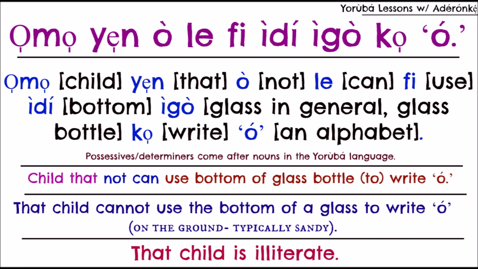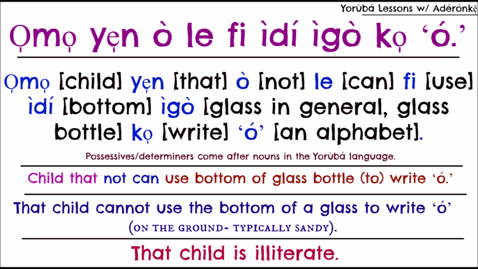Ọmọ is child, yẹn is that. Remember that I stated in the previous example that ìyẹn is also that, but whenever that is appearing with a noun, to sort of serve as a determiner, especially this, that, in this case, it changes. It stops being ìyẹn, it becomes yẹn. So it changes when it becomes a determiner, but that's a different video.